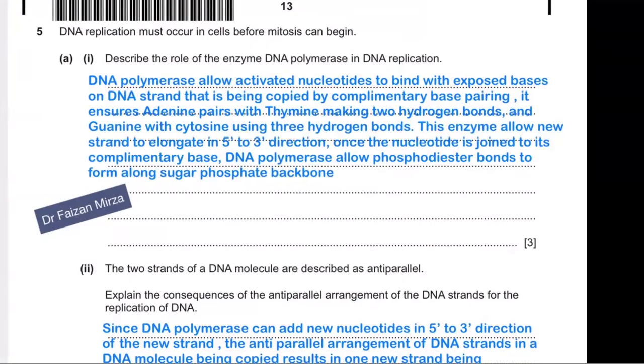So DNA polymerase allows activated nucleotides to bind to the exposed bases of the DNA strand being copied by complementary base pairing. It ensures adenine pairs with thymine, making 2 hydrogen bonds, and guanine pairs with cytosine using 3 hydrogen bonds. This enzyme allows new strands to elongate in the 5' to 3' direction, where one nucleotide is joined at a time by complementary base pairing. DNA polymerase allows phosphodiester bonds to form along the sugar phosphate backbone. So we have to mention DNA polymerase only. We will not discuss DNA ligase here.